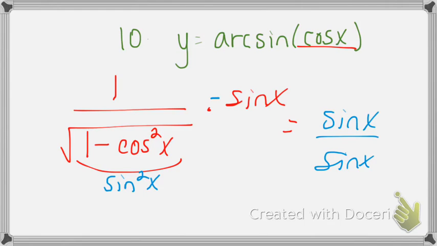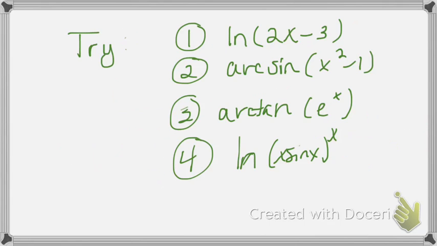This is a negative. I forgot to do that. The derivative of cosine is negative sine. And again, we get negative 1. So just another way to think about it.